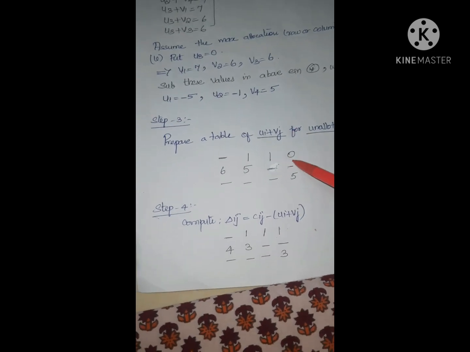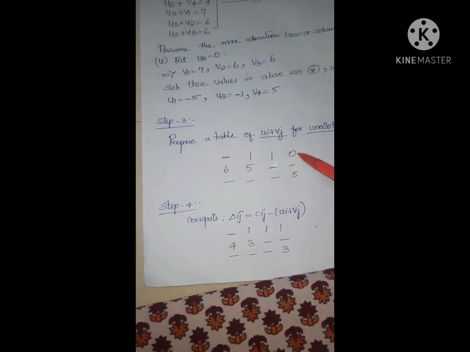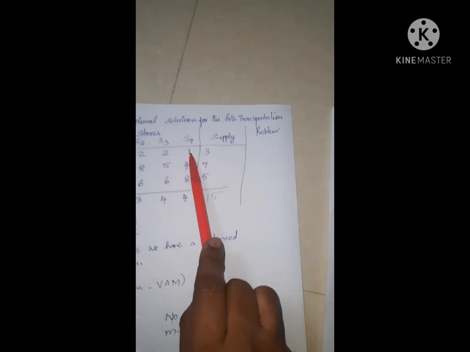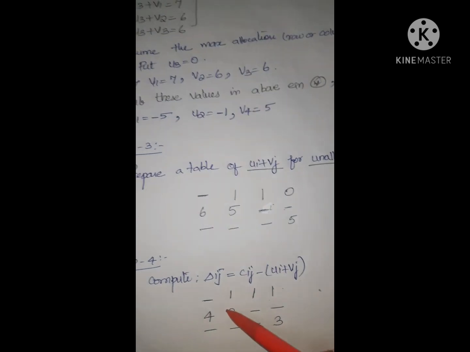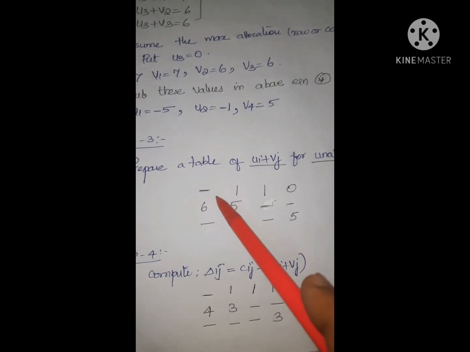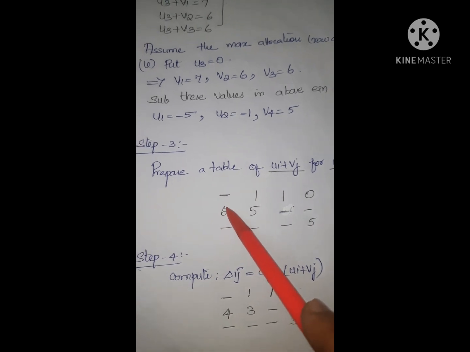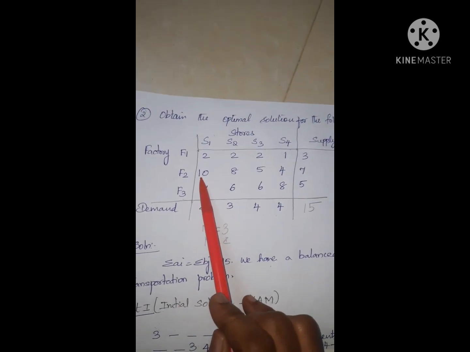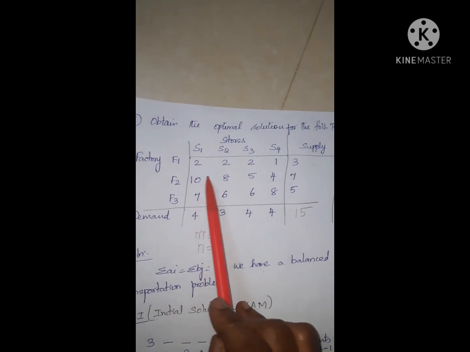So the next value is 0. So this is Ui plus Vj, 0. What is the corresponding cost value in this place? 1. So subtracting, 1 minus 0 is 1. Like that, second row. In the second row we have the value 6. Ui plus Vj is 6. Now this 6 is subtracted from the cost value 10, because Cij minus, so 10 minus 6 is 4.